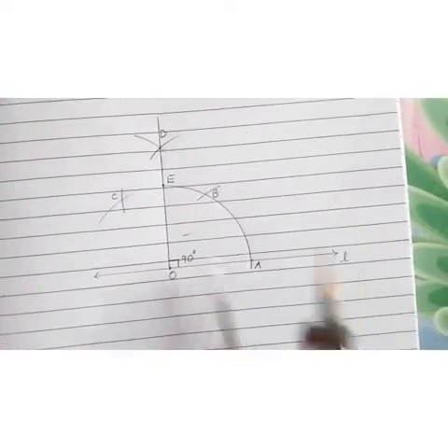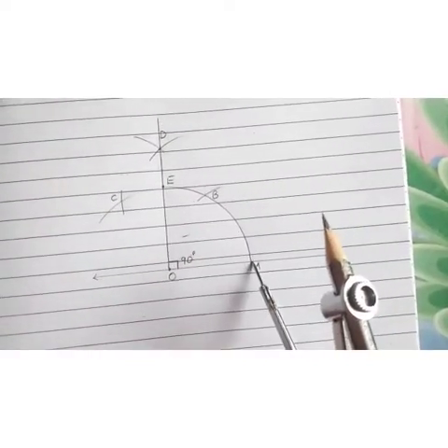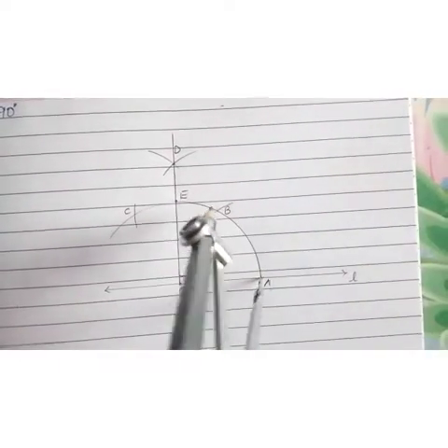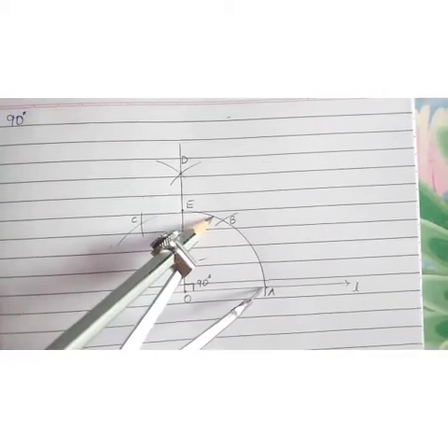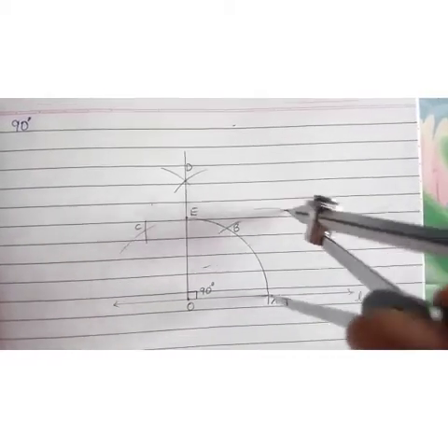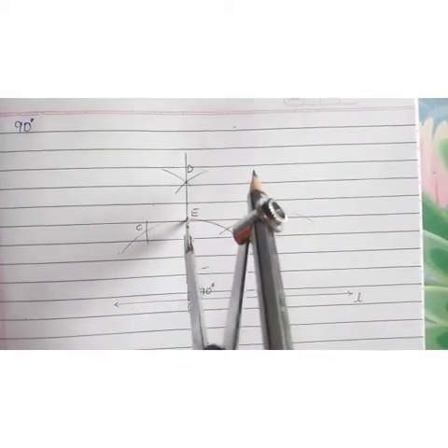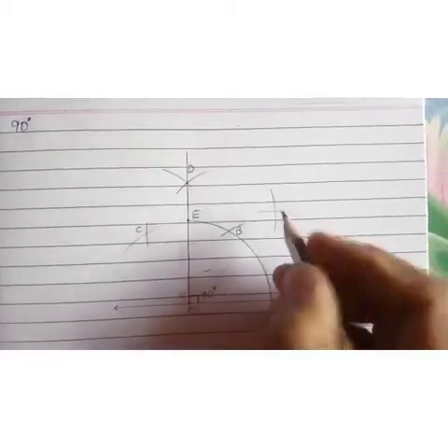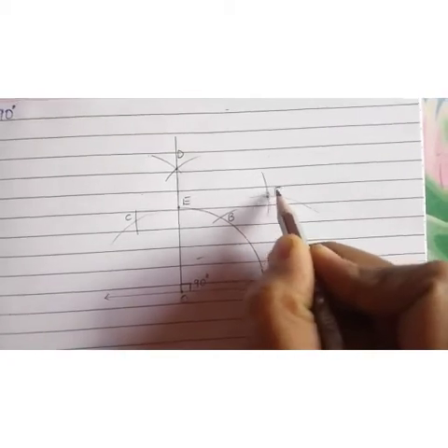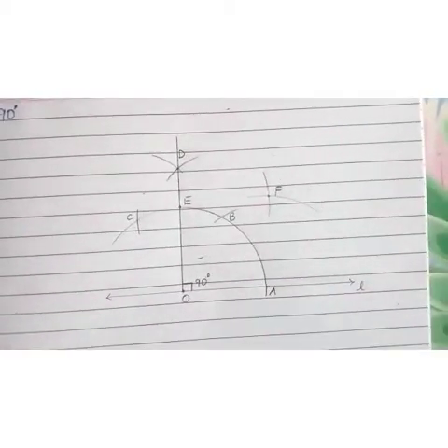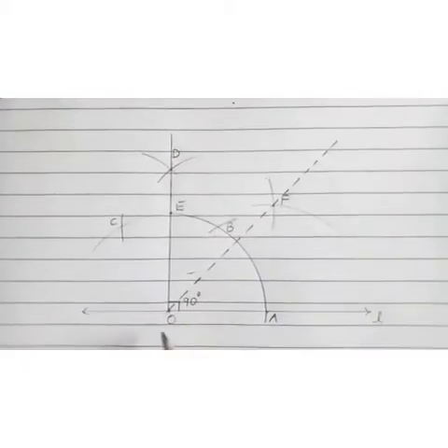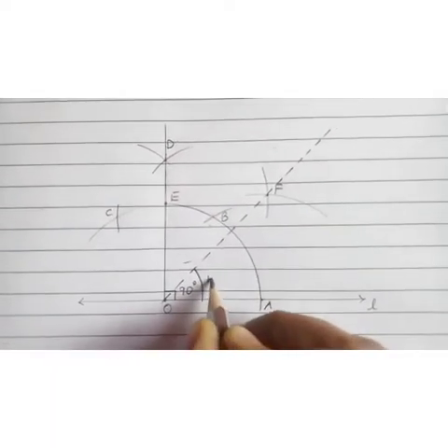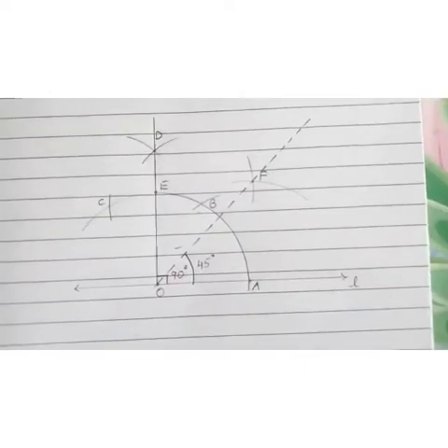Now taking A and E as the centers and radius more than half of AE, I have taken more than half of AE. Now draw an arc. With E as center, draw another arc. We get an intersection point here. Mark it as F and then join OF. When you join OF, you observe that the angle formed here will be 45 degrees.